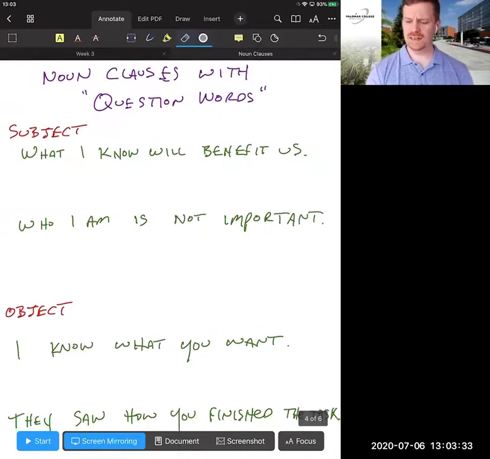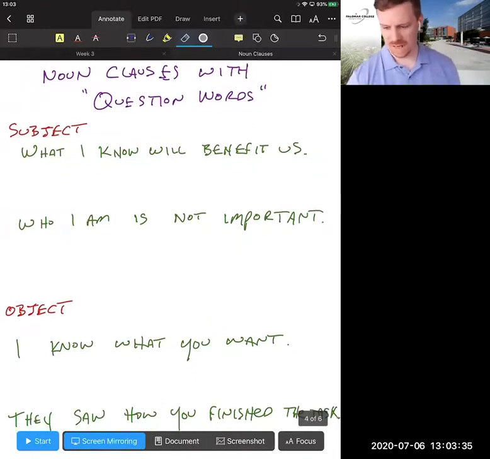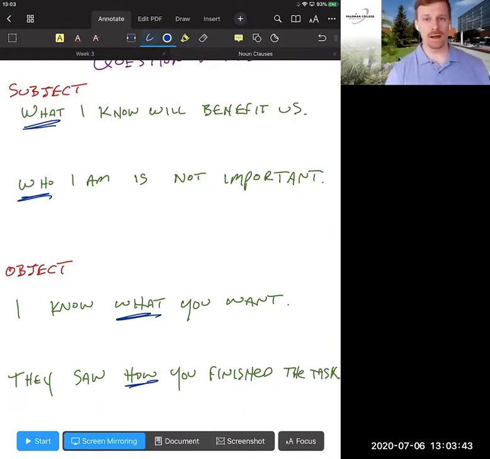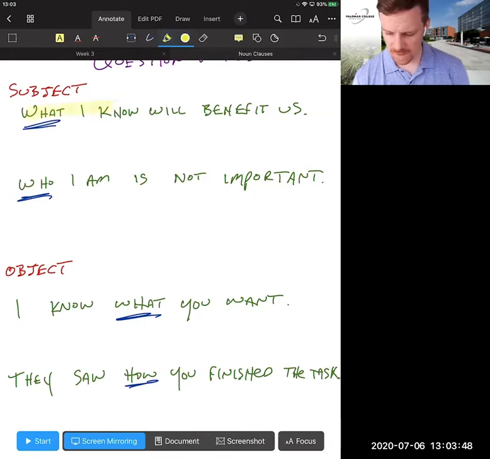The next one is noun clauses with question words. And if you look at this document, you'll see the question words immediately. What, who, what, how. These are question words. Who, what, when, where, why. So here we have our subject. Everything that comes before the main verb is the subject here. We have no introductory clauses or phrases. This is just subject verb. And then down here, we have our object, what you want, how you finish the task.